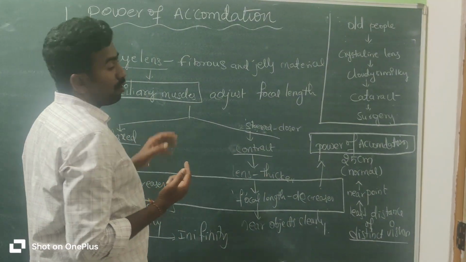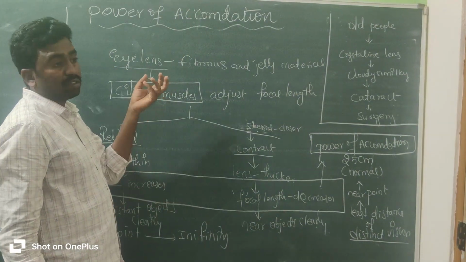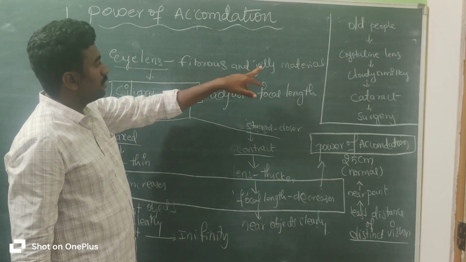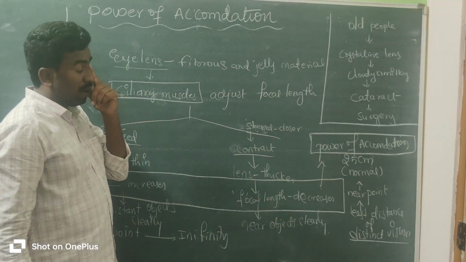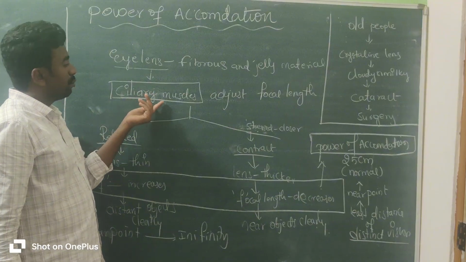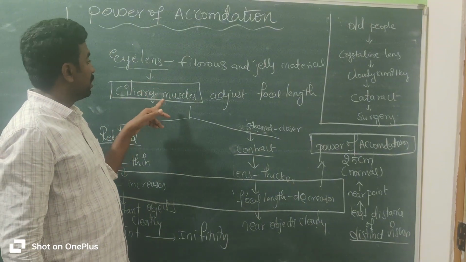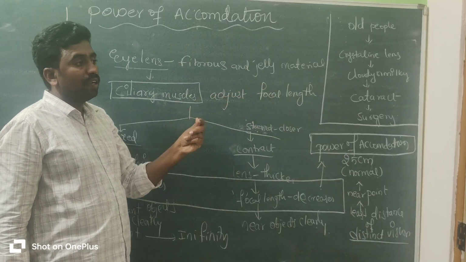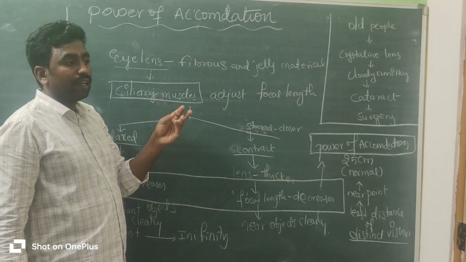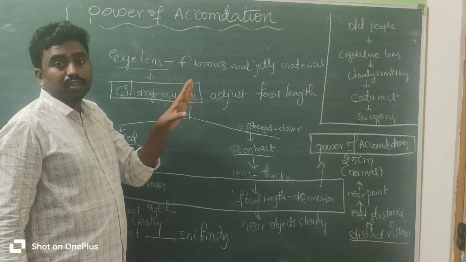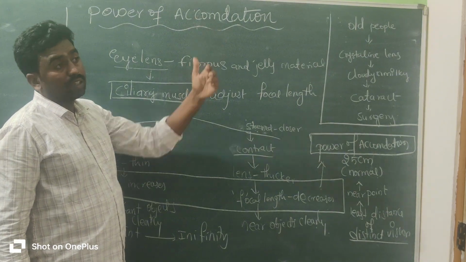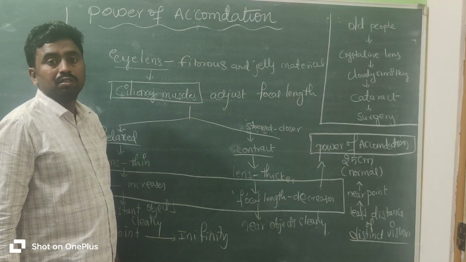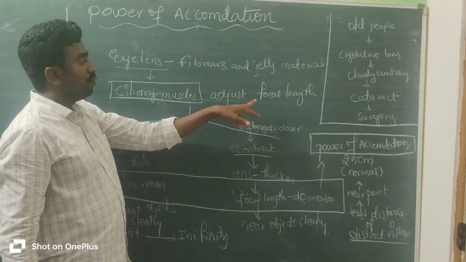Next topic, power of accommodation. Already we discussed the structure of our human eye. Our human eye is made up of fibrous and jelly material. Ciliary muscles are one of the main parts. The main role is to adjust the focal length. If the focal length is adjusted, we are able to see objects clearly at different distances. Suppose we can see long mountains, or distant birds, because of the adjustment of focal length.